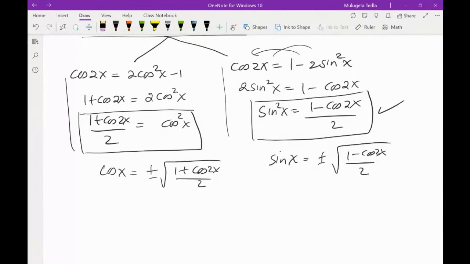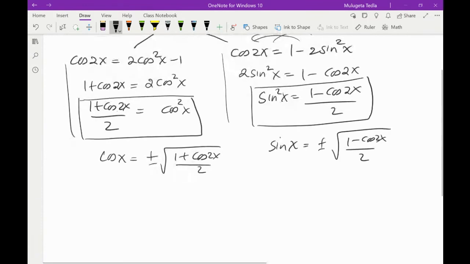Okay. So please realize the writing. So (1 minus cos 2x) over 2 is sine squared when there is minus. When there is plus, it's cosine squared. And I'm comparing squared versus no squared.